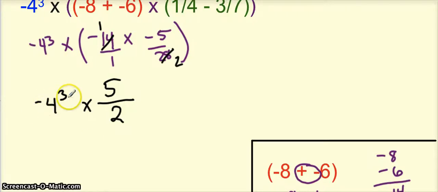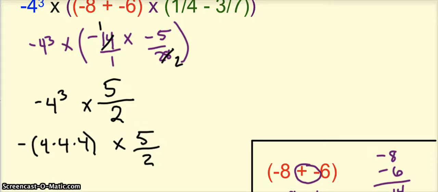Next, I have -4 to the third power. So this really means that I'm taking the opposite of whatever 4 times 4 times 4 is, and then I'm going to multiply that times 5/2. 4 times 4 is 16. 16 times 4 is 64. So this is really -64 times 5/2.